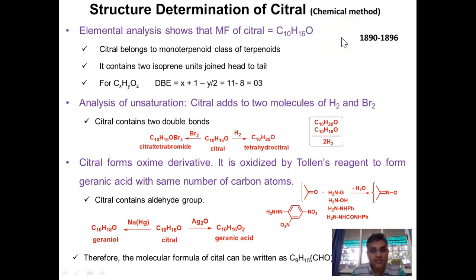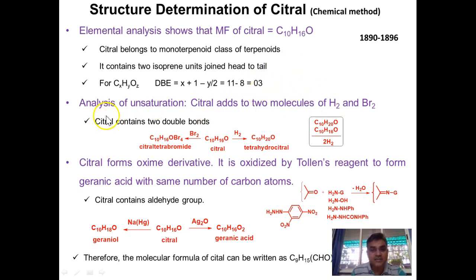The second piece of information about the citral structure is from the degree of unsaturation or double bond equivalence. For a formula CxHyOz, the double bond equivalence or degree of unsaturation is equal to x plus 1 minus y by 2. If you put in these values, the degree of unsaturation is found to be 3. This 3 degrees of unsaturation means that there may be 3 double bonds, or 3 rings present in the citral molecule, or it may be a combination of double bonds as well as a triple bond. So in the subsequent investigations, we have to find out the nature of this unsaturation.